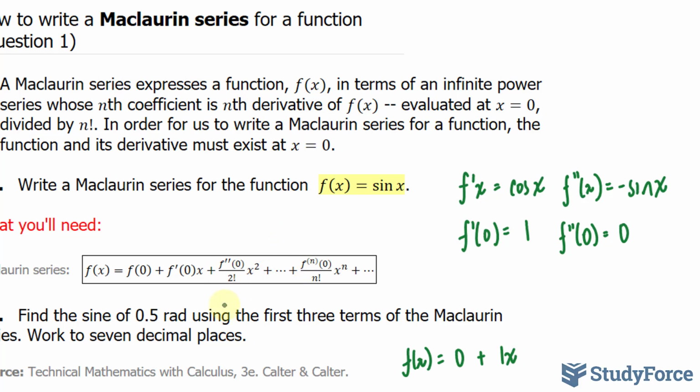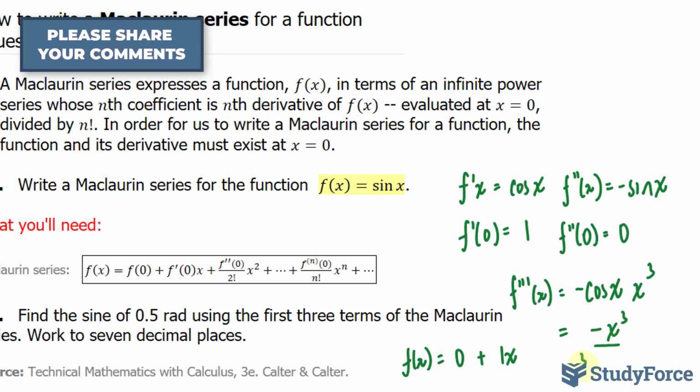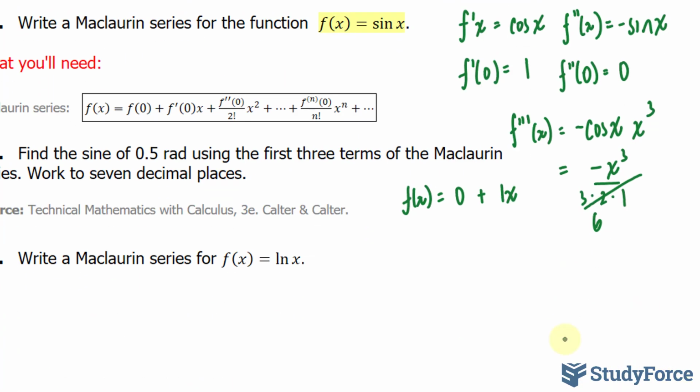It's not shown here, but we know that we'll need to take the third derivative this time. So the third derivative of our second derivative, which was negative sine x, will be negative cosine x. We take negative cosine x and multiply it to x to the power of 3, and we evaluate this at 0. Negative cosine at 0 is equal to negative 1. So we have negative times x to the power of 3 over 3 factorial, which is equal to 3 times 2 times 1, and that's equal to 6. So the next term in our series will be negative x to the power of 3 over 3 factorial.